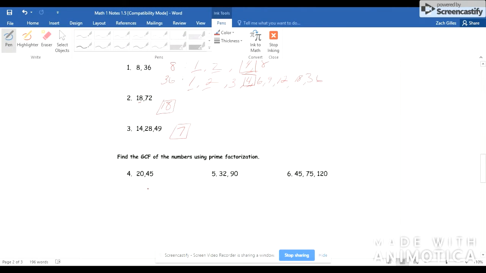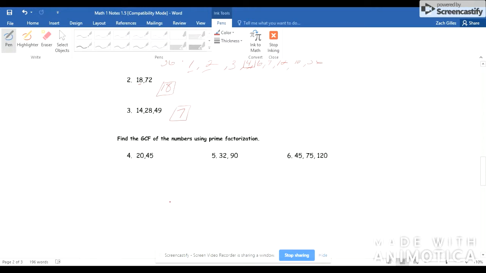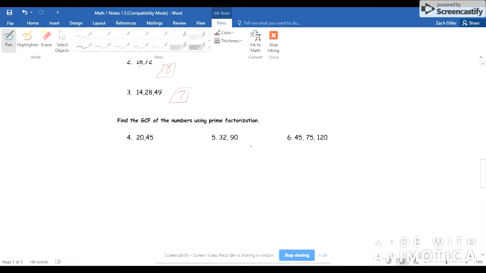Okay, here for 4, 5, and 6, again, use prime factorization. I'll probably do one of them. I'll do number 4, and then you do 5 and 6. Notice how 6 has 3 numbers. Okay, so using prime factorization can be a little bit nicer, so you don't have to make 3 lists in that case. Okay, so if I break down 20 using a factor tree, let's see, 10 times 2, circle my 2, and 5 times 2. Both 5 and 2 are prime.